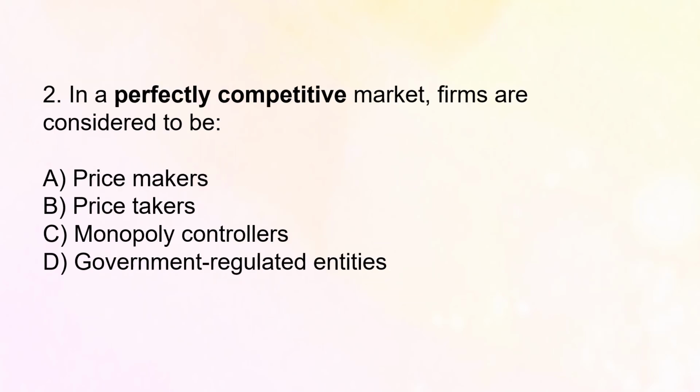Number two, in a perfectly competitive market, firms are considered to be blank. Letter A, price makers. Letter B, price takers. Letter C, monopoly controllers. Or letter D, government regulated entities.